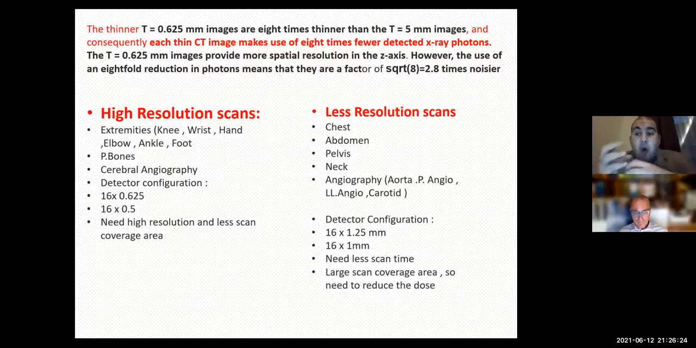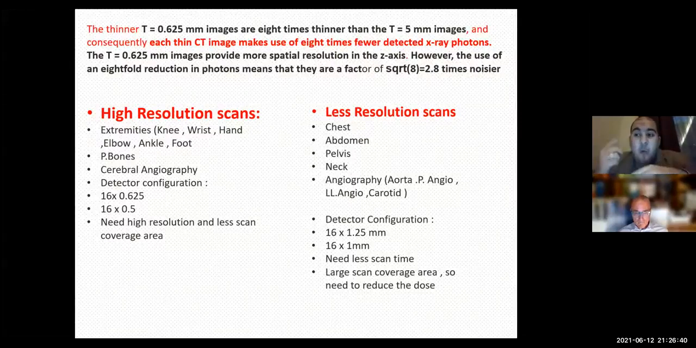Sometimes we are using 0.5 second if the patient is a child or there is a probability of the patient moving. So you have to use less rotation time to speed up the process.